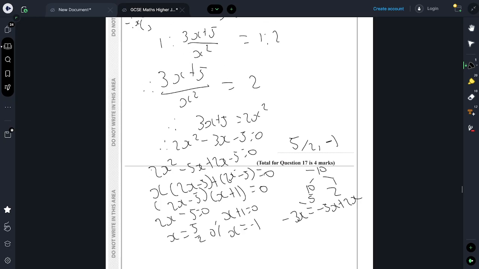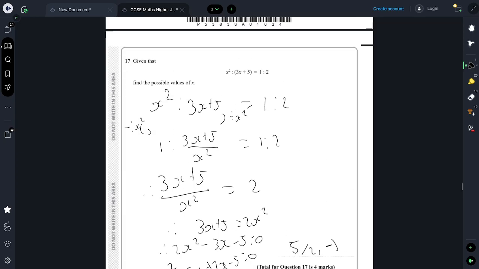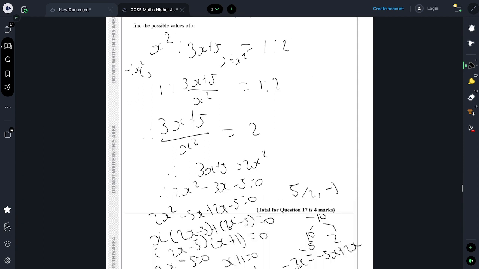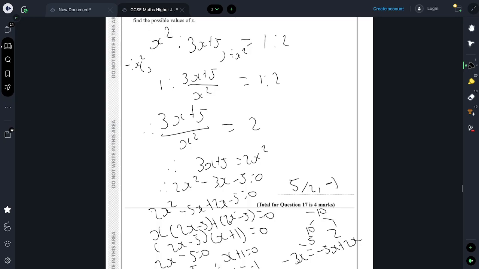Should say or x equals minus 1. And that's how you solve it. Once you spot that initial step of making the fractions the same, the ratios the same, sorry, it then follows through quite nicely, right? You should be able to then solve an algebraic fraction, solve a quadratic like this. That should be routine by now, right?